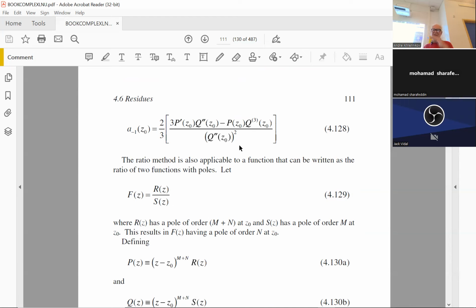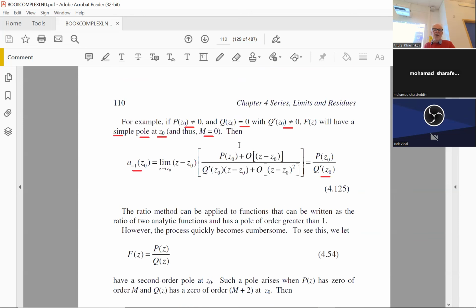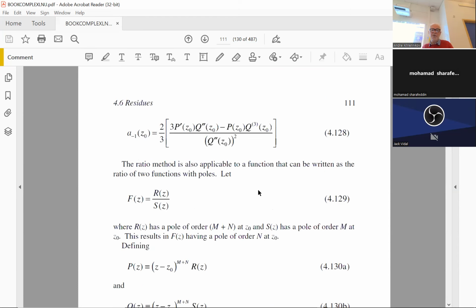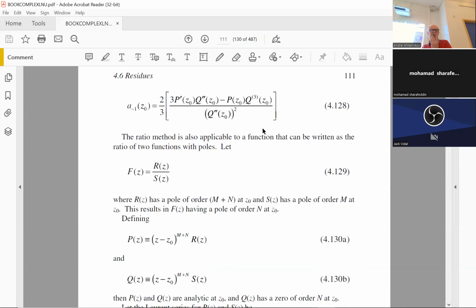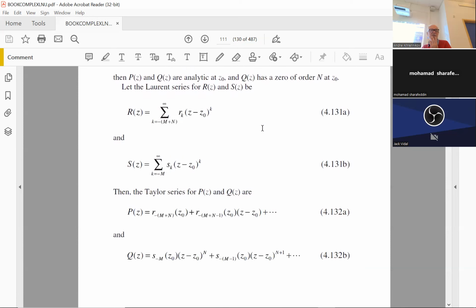This third method, when our function is a fraction of two functions and both have zeros, works very well only in one case, when the numerator is non-zero and the denominator is 0, but the first degree is non-zero, more or less as the denominator has the form of some constant times z minus z0. Here it works very well, but it can be used otherwise, and the formula becomes more and more complicated. Already we need to find the second derivative, the third derivative. So we shall never use this formula.